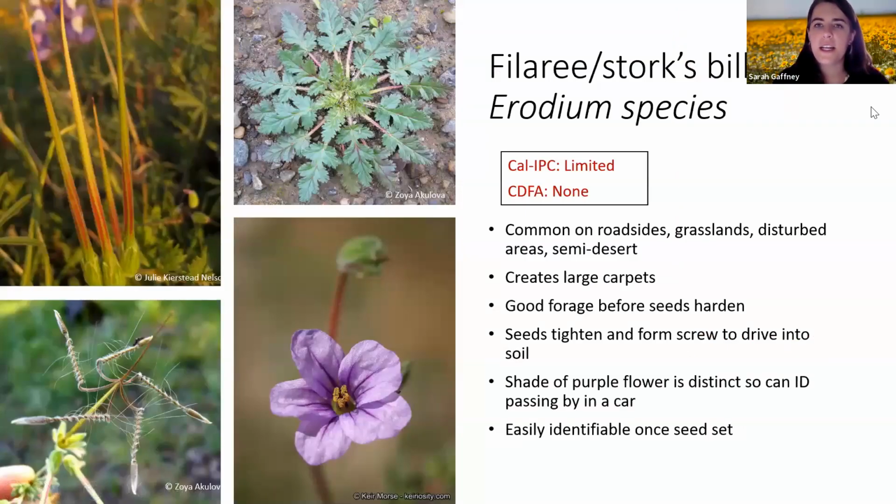And I figured I should throw in another forb, another flower. So I decided to talk briefly about filaree, which is also known as storksbill. It's an Erodium from the Erodium genus, and there are multiple species, but they act very similarly. They're very common on roadsides, grasslands, disturbed areas, and semi-desert. And they can create large carpets of just Erodium, and that can prevent the germination of native species.